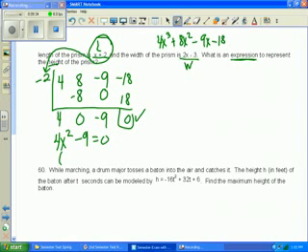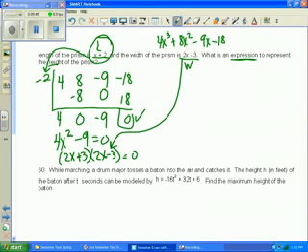And how would I factor this? Well, it's a difference of perfect squares. So it's 2x plus 3 and 2x minus 3. And since 2x minus 3 is already the width, then what does that mean the height is? So therefore, the height is 2x plus 3.